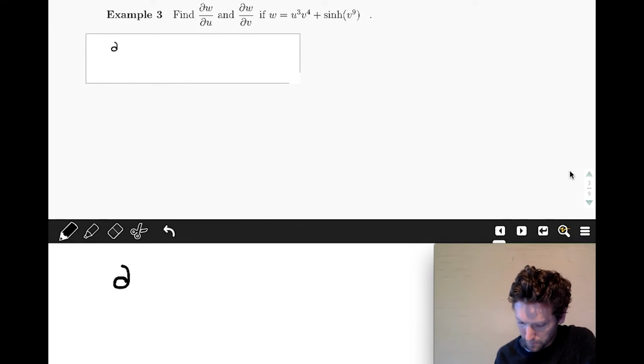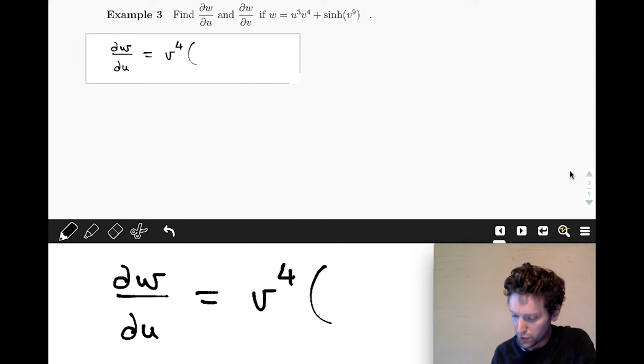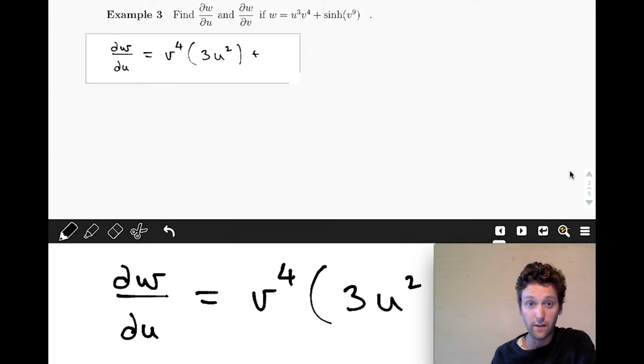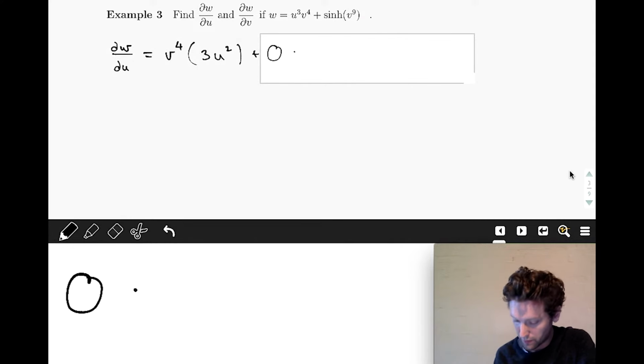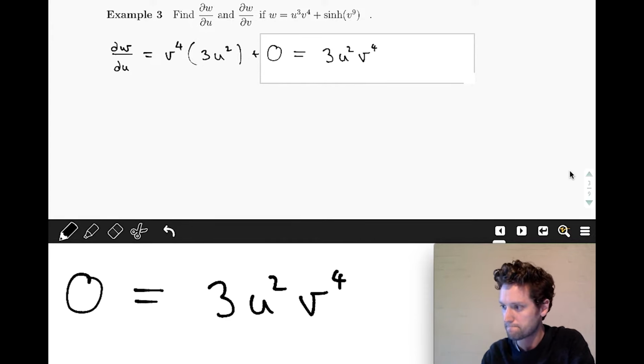So, dw du is going to be equal to, the first term there is u cubed v to the power of 4. So we treat v like it's a constant, so it comes out the front. The derivative of u cubed with respect to u is 3u squared. The next term involves only a function of v, and the derivative of that with respect to u will of course be a constant. The derivative will be 0. And so we're left with the partial derivative of w with respect to u is 3u squared v to the power of 4.